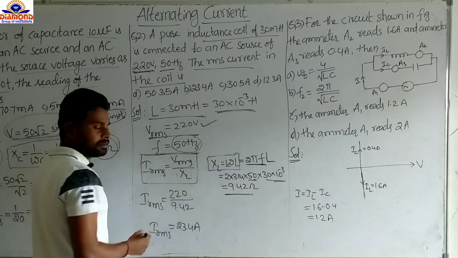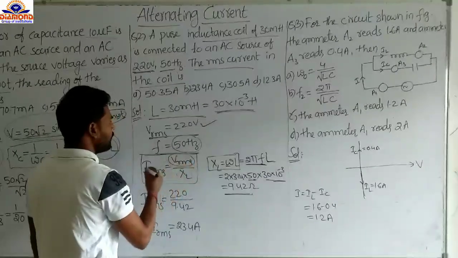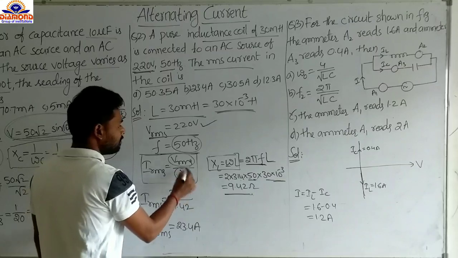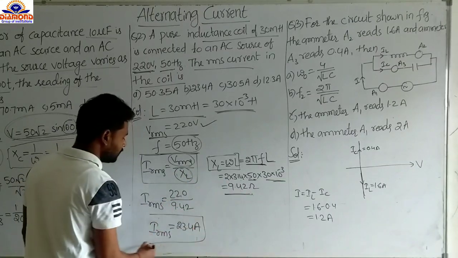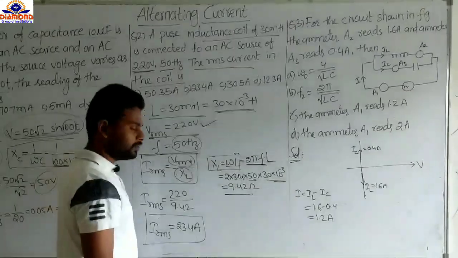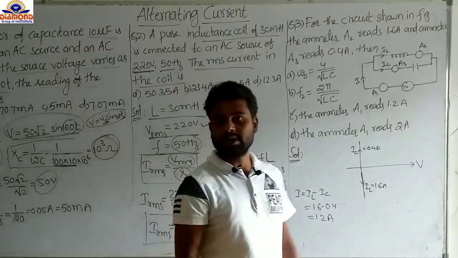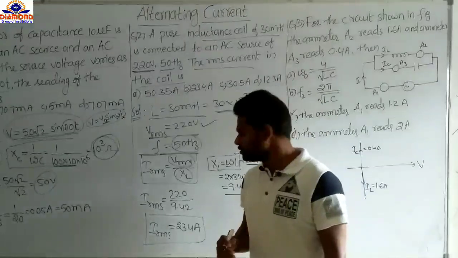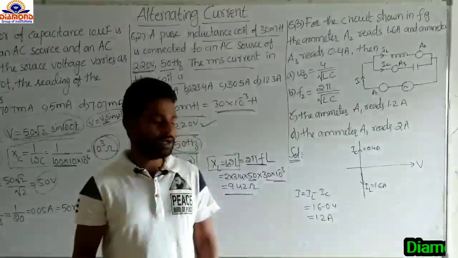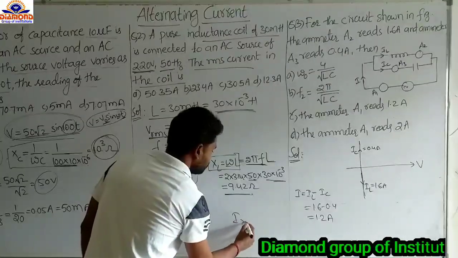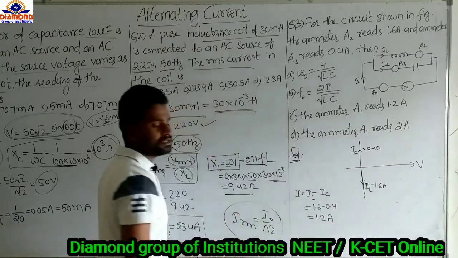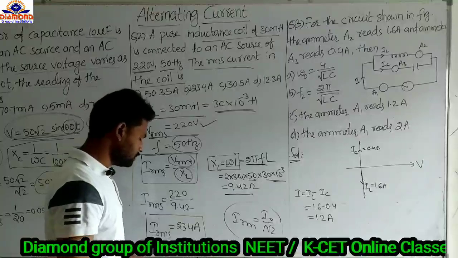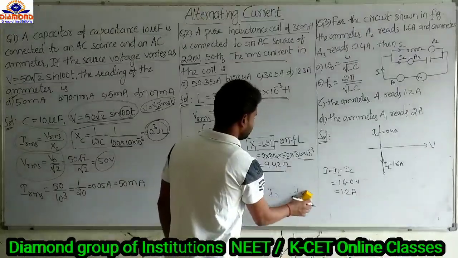They are asking the RMS current in the coil. IRMS equal to VRMS by XL. VRMS value is directly given, 220 volt. XL value we found is 9.42. So we will get the IRMS value as 23.4 amperes. If they ask the amplitude of the current, I naught, we have to find it. The formula you have to remember: IRMS equal to I naught by root 2. From this, I naught equal to IRMS into root 2. Like this we have to solve, if they ask the amplitude of the current.